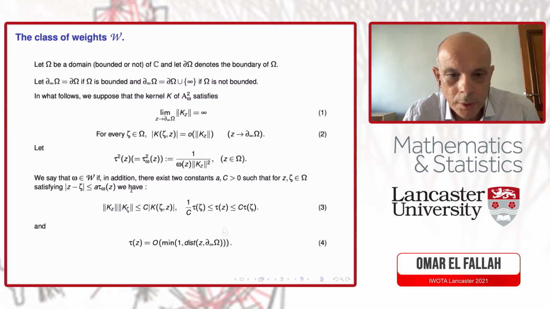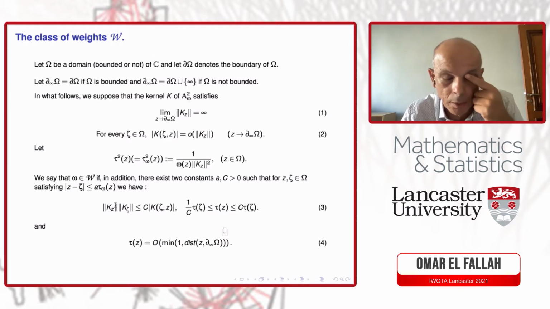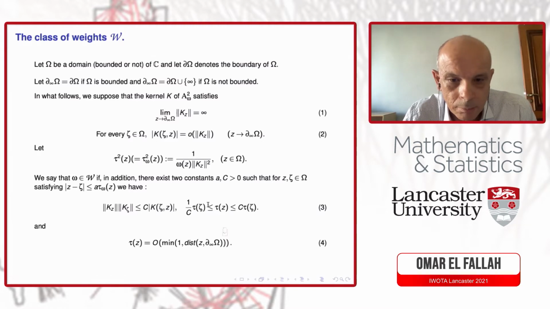We suppose that the kernel near the diagonal satisfies this. That means the modulus of K(zeta, z) near the diagonal is equivalent to the norm of K_z times the norm of K_zeta. I just write this inequality. The second is just the Cauchy inequality, which is a false inequality.